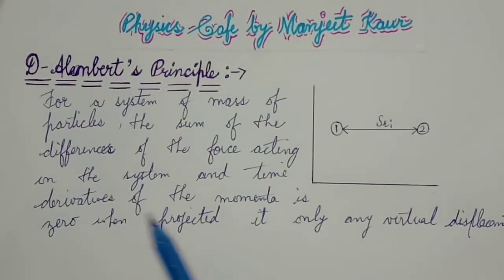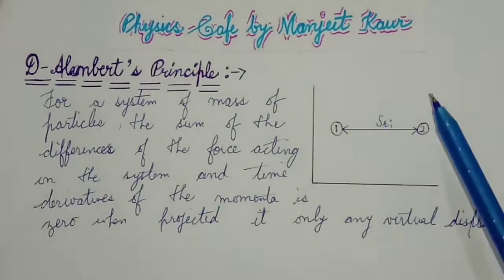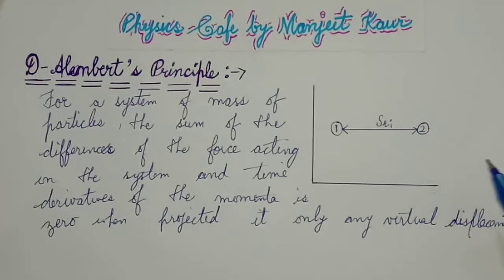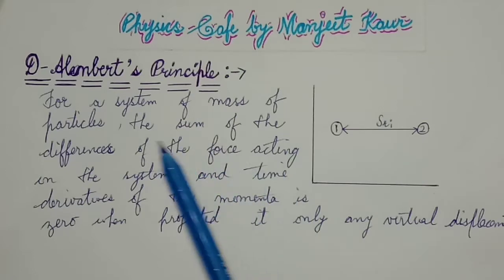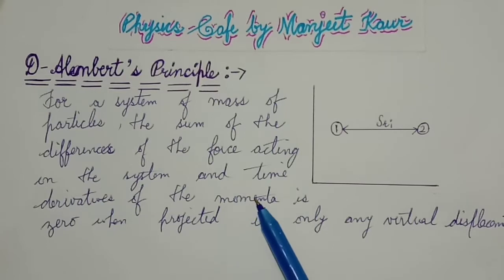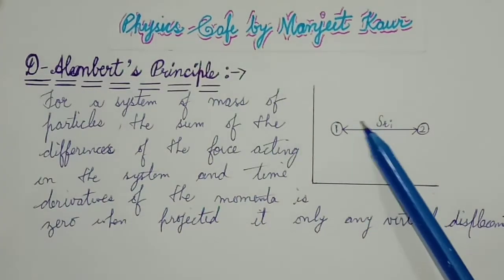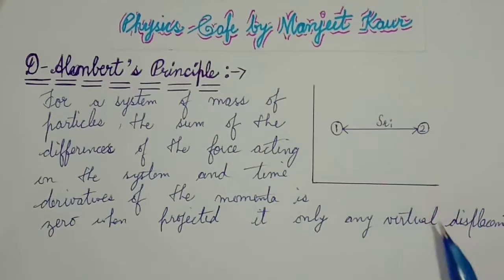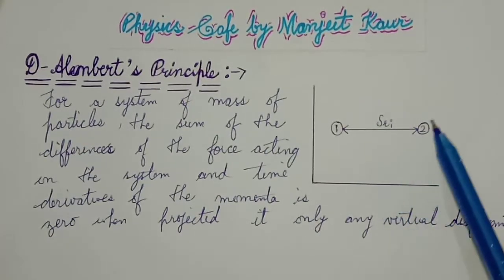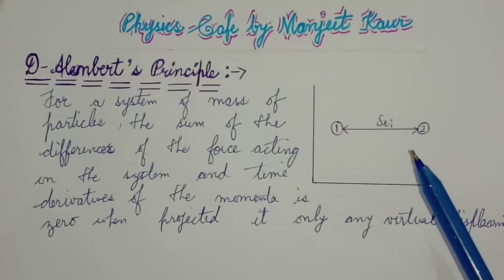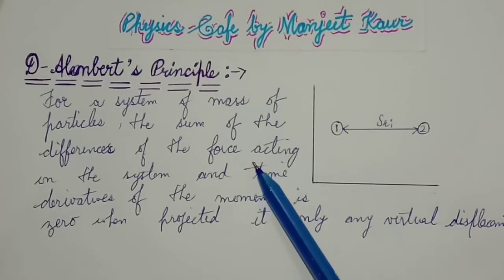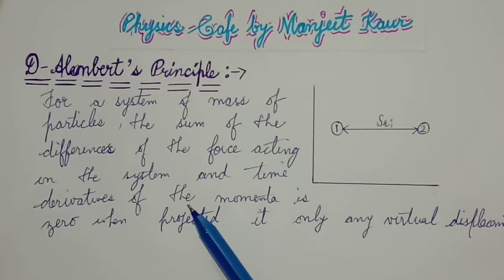That means for a system in which we have number of particles, when we apply forces, that means constraint force or applied force, the difference of the forces acting on the system and the time derivative of momenta is projected and we get the virtual displacement. That means हमारे पास number of particles है, इसमें हम force apply कर रहे हैं, कौन कौन सा applied force and constraint force, उन दोनों का difference and momenta का derivative, तो हमें किसके क्या क्या वैल्यू मिलती है virtual displacement की.